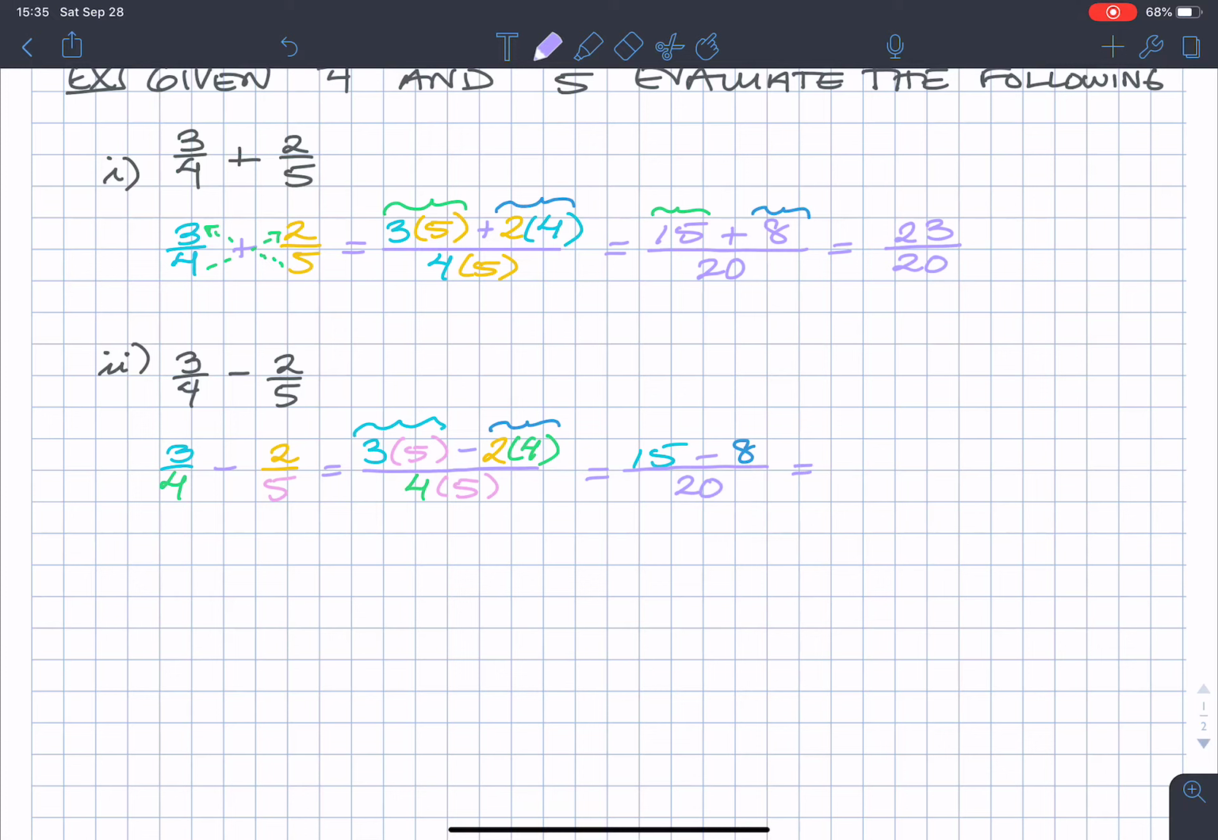So as above, I said that 8 was 5 plus 3. So I'm first going to subtract 5 from 15, which gives me 10. And then I'll subtract 3 from 10, leaving me with 7. So 7 over 20. And that's an example of how we add and subtract fractions.